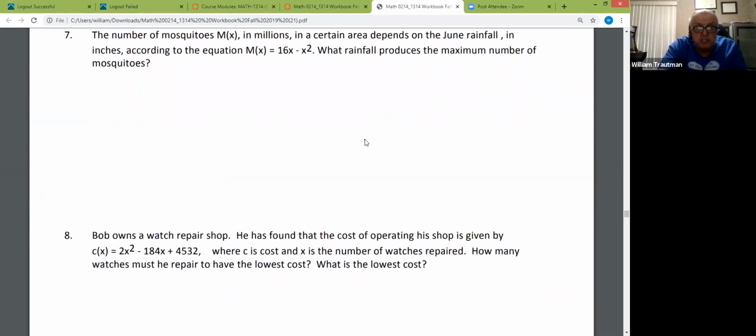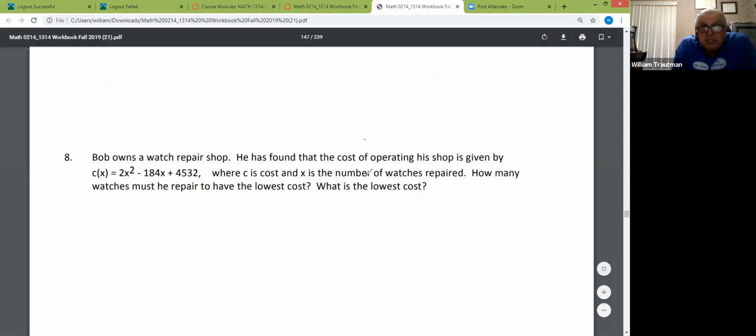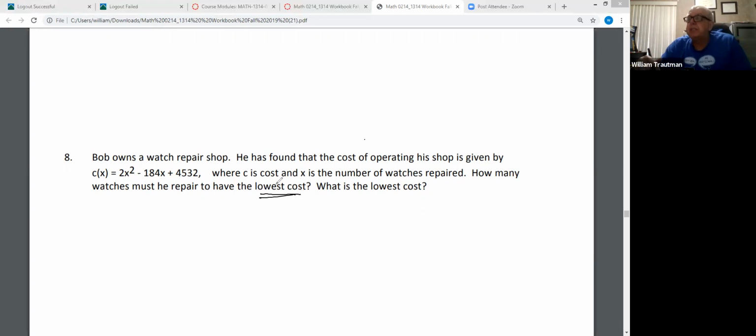All right, number 8. Once again, by reading this, it says where C is the cost, X is the number of watches, the lowest. Do you see they're asking for the lowest instead of a maximum? Because this is a positive X squared, the parabola opens upward, and the vertex is the lowest point, the smallest, the minimum. So they can call that the lowest or the minimum.